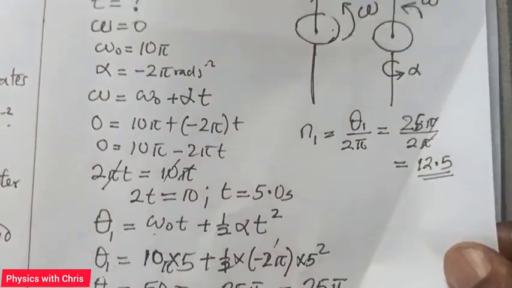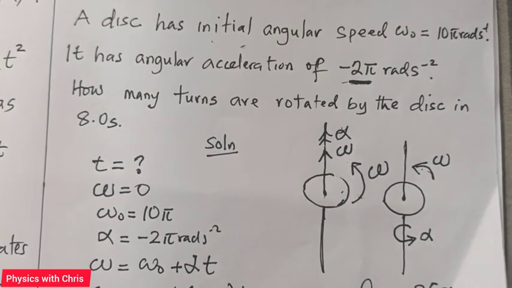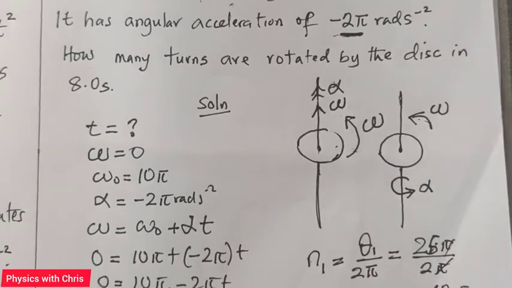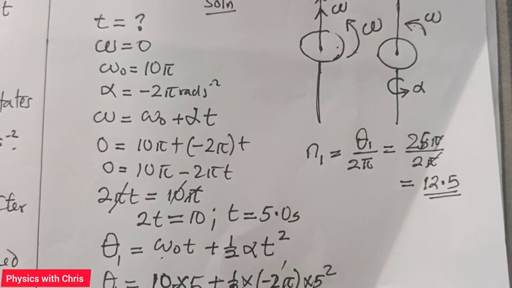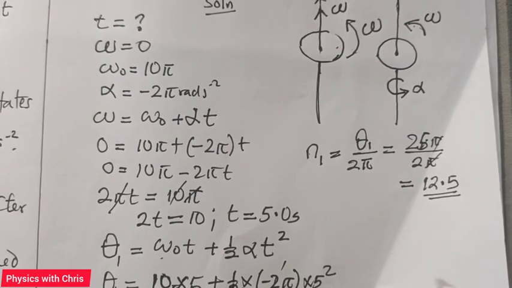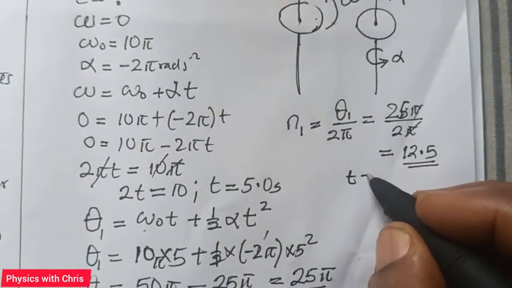Come back to the question. The question says the number of revolutions, the number of turns rotated, in 8 seconds. So there are extra 3 seconds. It means that it takes 5 seconds for this body to come to rest. And when it comes to rest, we expect it to begin rotating again, of course maybe in the opposite direction this time around. So it rotates again for another 3 seconds.